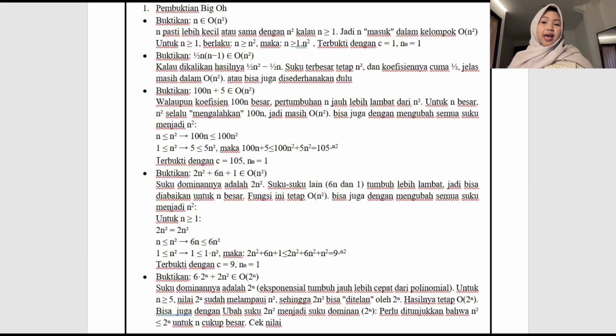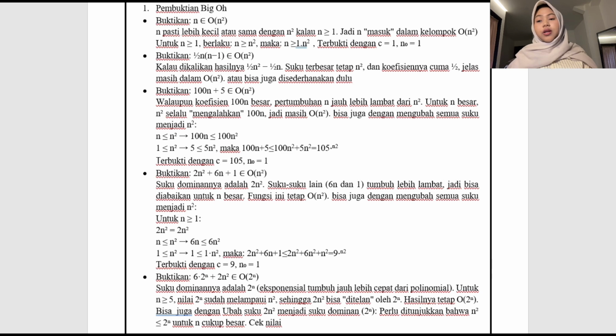Proof 5, the dominant term is exponential. We check that n squared is less than 2 to the n starting at n equals 5, so the total becomes 2 to the n plus 2 to the n plus 2 to the n, up to 8 times 2 to the n, proven with c equals 8 and n0 equals 5.